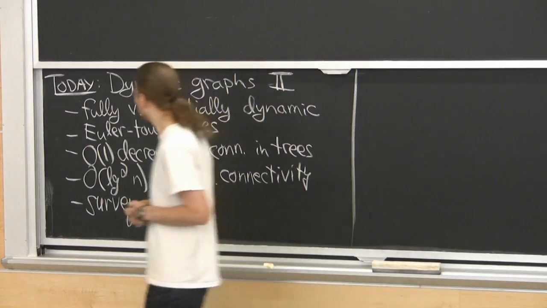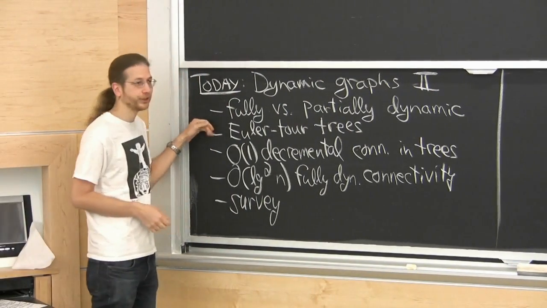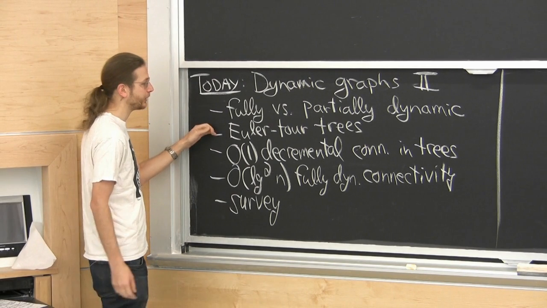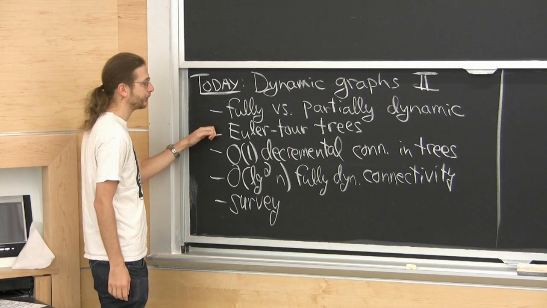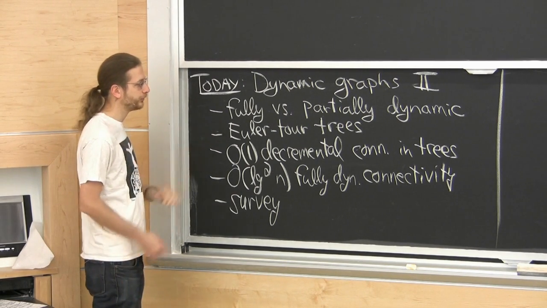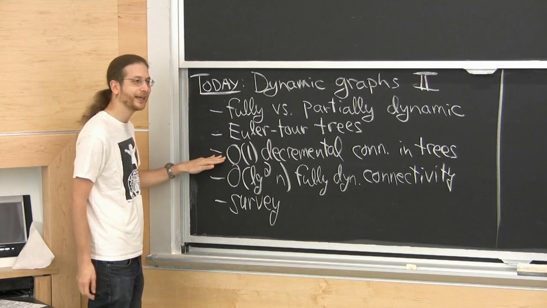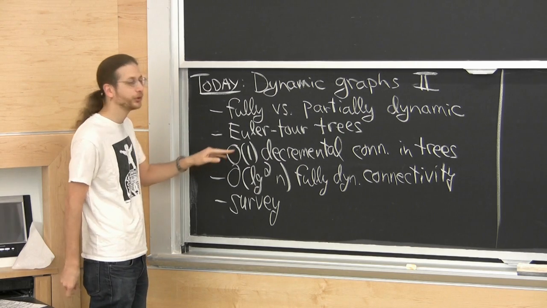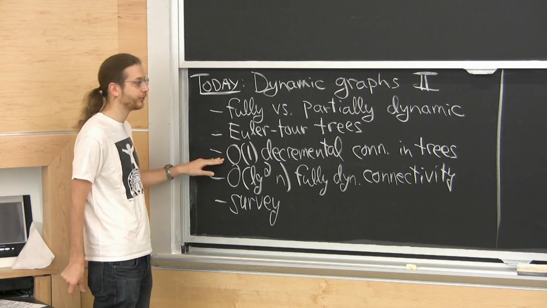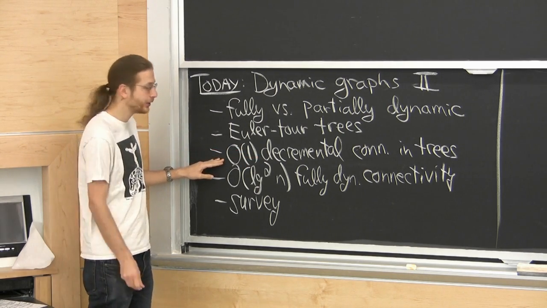For trees, we solved it. We're going to solve it again for trees in an easier way because we need a slightly simpler data structure we can augment in different ways, called Euler-Tour trees. And then we'll solve trees yet again in a setting where you can only delete edges. Then we can get from log n time to constant time.